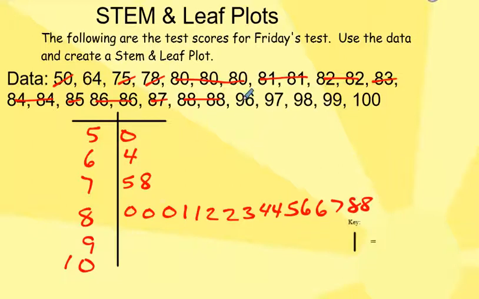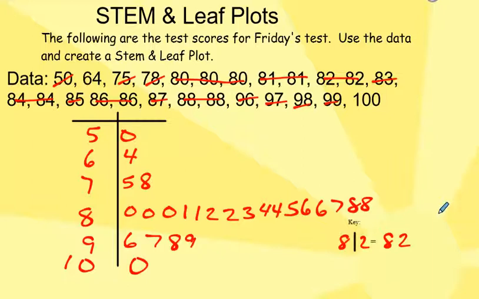Now we're in our 90s, so I have 96, 97, 98, 99, and 100. All right, so that's how I would do it. I think of it as a lazy person's way because they don't want to write the tens place every time, like I'd have to write 80, 80, 80. All I'm doing is writing out the ones place. You always need to make sure to write a key, choosing whatever number. So let's say 8 and 2. If it looks like that, that would mean a test score of 82.